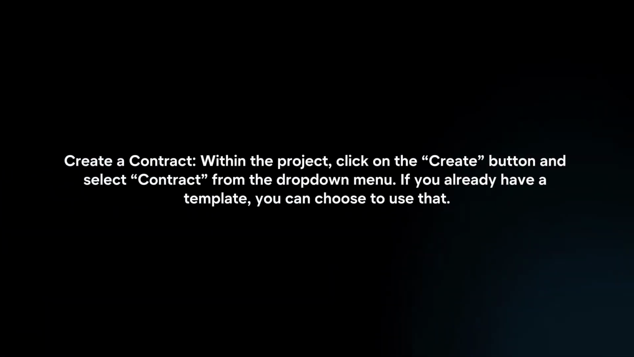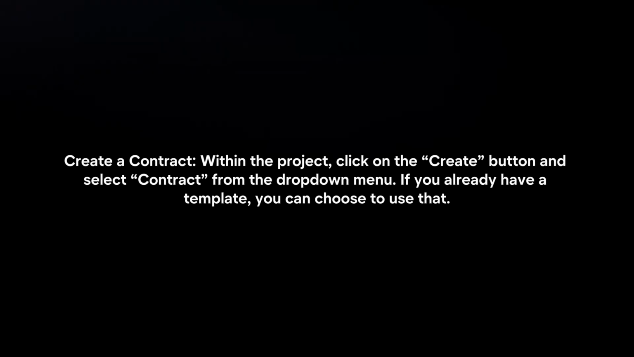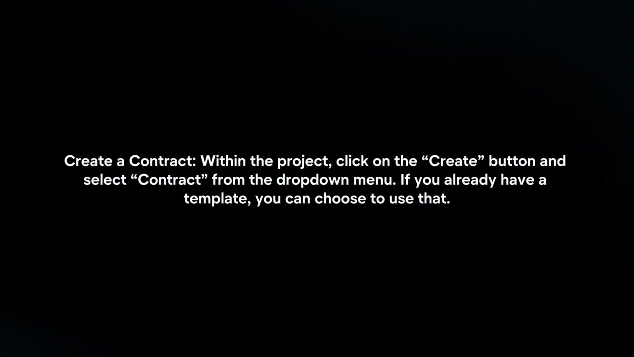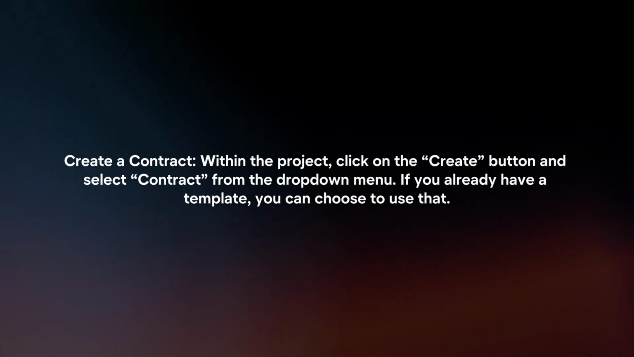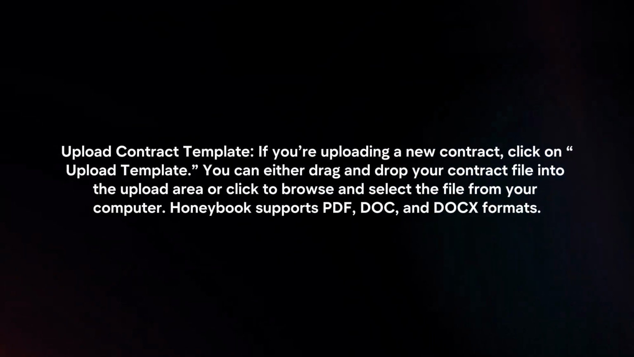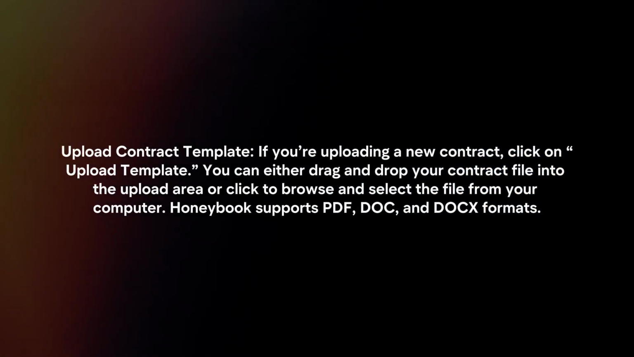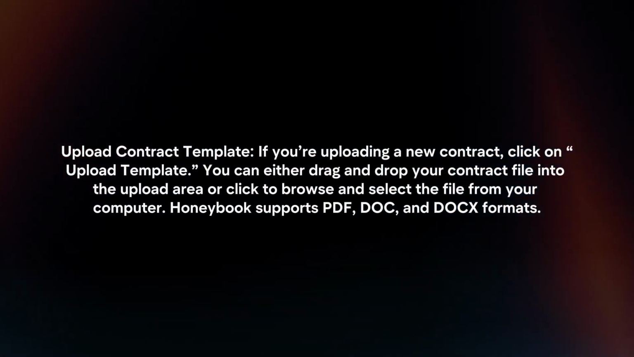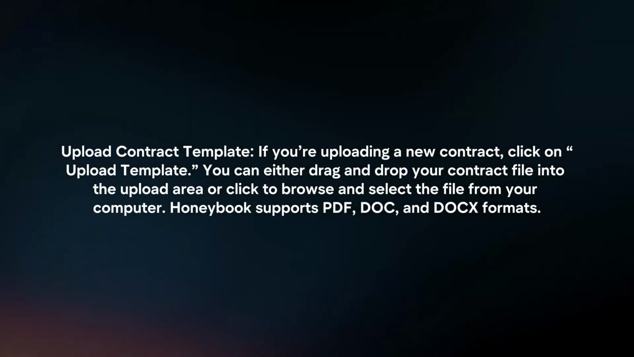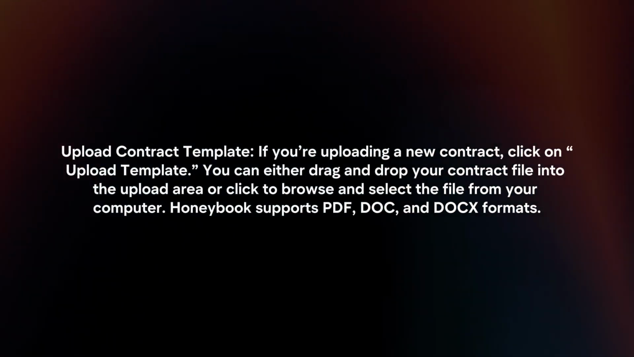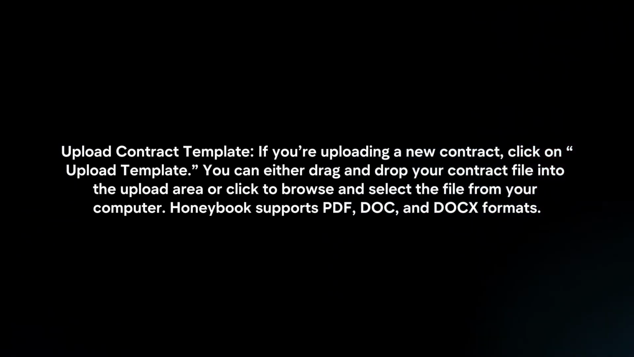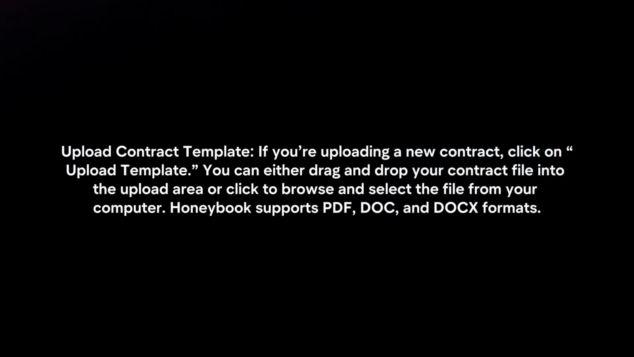Create a contract. Within the project, click on the Create button and select Contract from the drop-down menu. If you already have a template, you can choose to use that. Upload contract template. If you're uploading a new contract, click on Upload Template. You can either drag and drop your contract file into the upload area or click to browse and select the file from your computer. Honeybook supports PDF, doc, and docx formats.